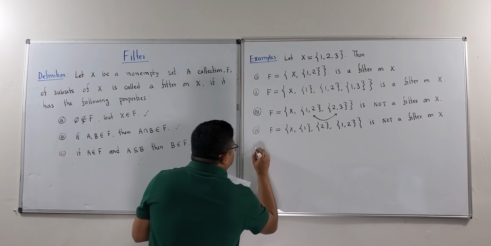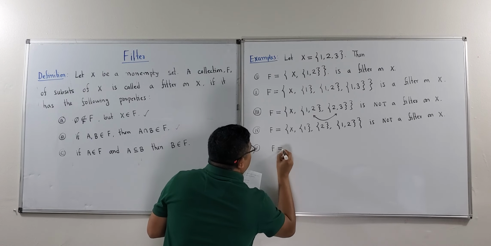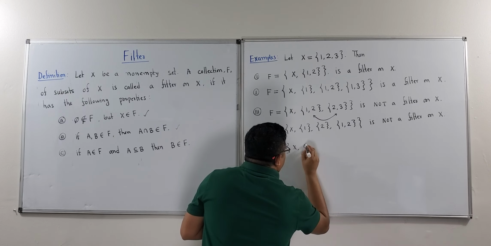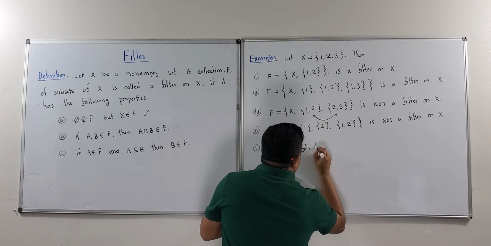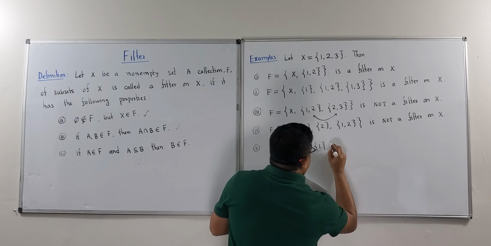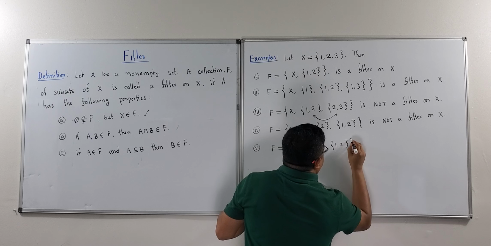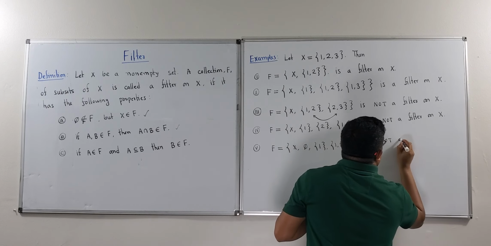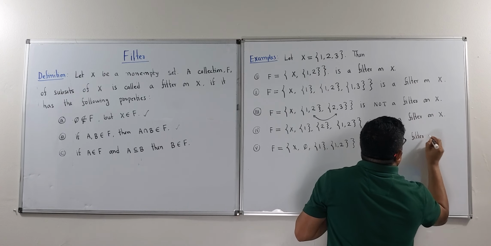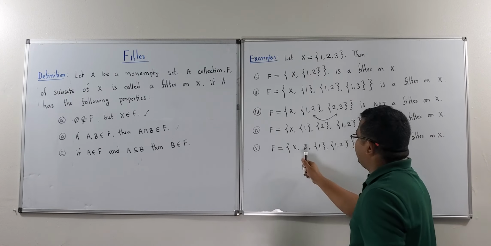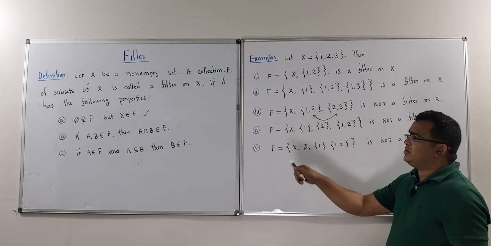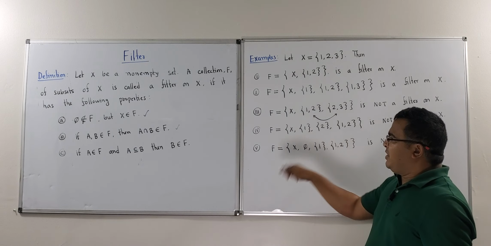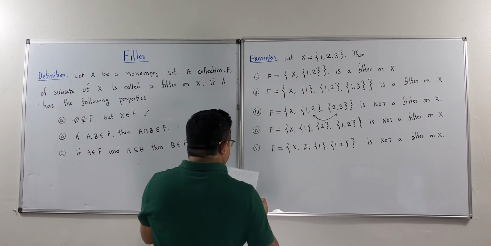How about this one? If you consider F equals the whole set X, then the empty set, then {1} and {1, 2}, is it a filter? No, it is not a filter on X, because it doesn't satisfy the first property. According to the first property, the empty set cannot be in that collection, so it fails to satisfy the first property. That's why it is not a filter.